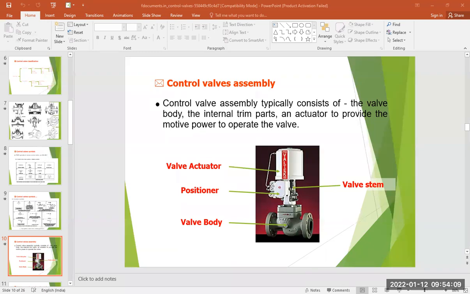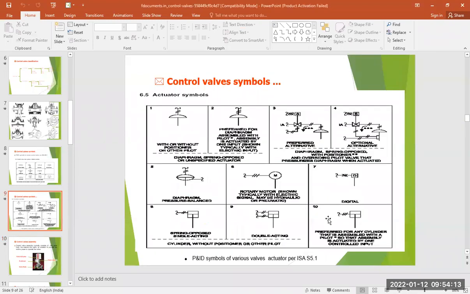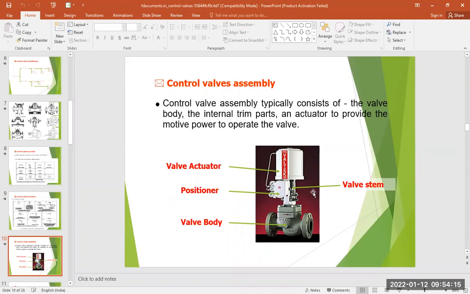So this valve stem keeps the pressure within these parameters. This is the valve stem, and it is basically classified into different categories.